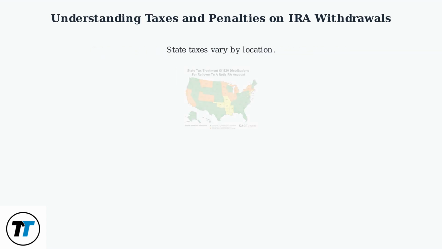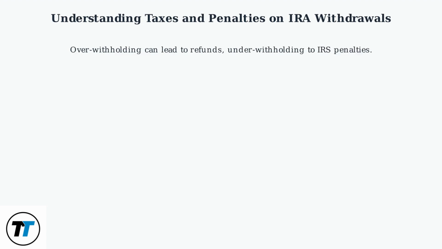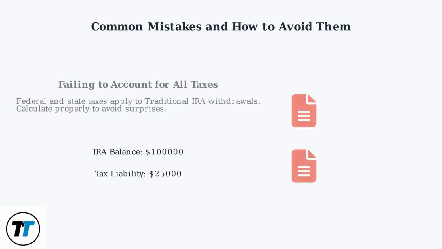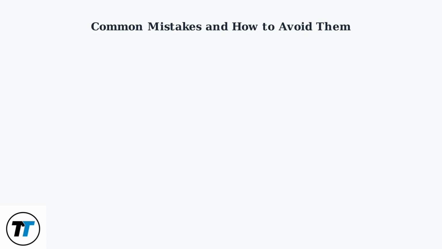Be aware of potential state taxes, which vary by location. Some states conform to federal rules, while others add their own taxes. Over-withholding on withdrawals can result in tax refunds, while under-withholding can trigger additional IRS penalties. One common mistake is failing to account for all applicable taxes, both federal and state. Traditional IRA withdrawals are taxed as ordinary income, and state rates vary. Always calculate federal and state taxes before withdrawing to avoid underestimating your tax bill.